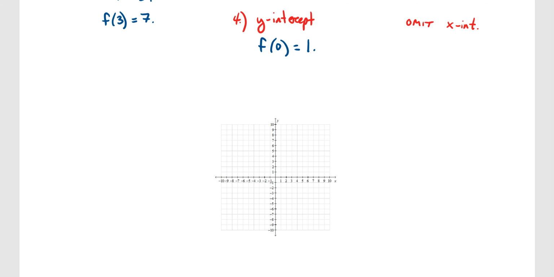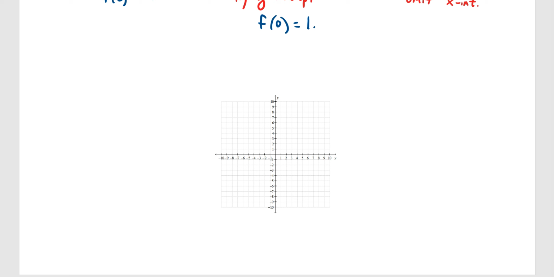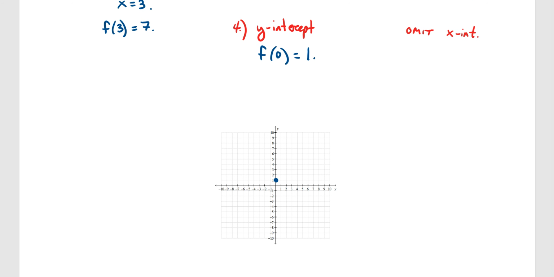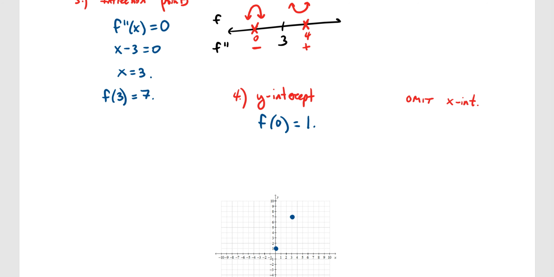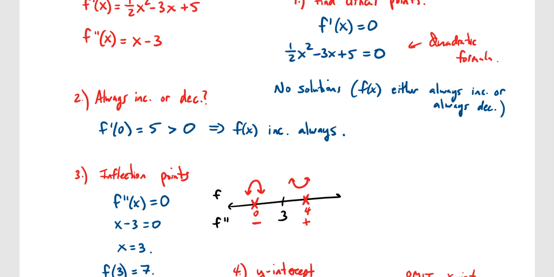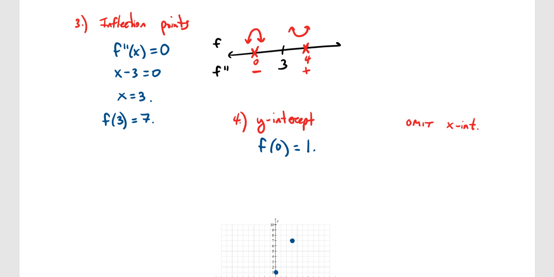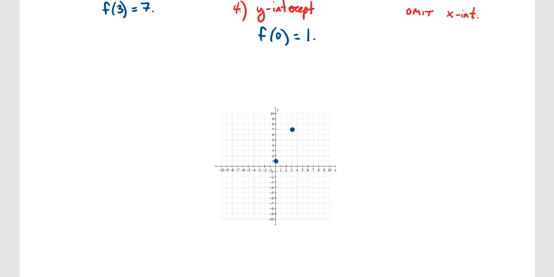So let's graph what we know. We have the y-intercept at 0, 1. We have the inflection point at 3, 7. And we know that this function is always increasing, and it looks like that is all we have. So that's actually enough. It's going to look something like this.